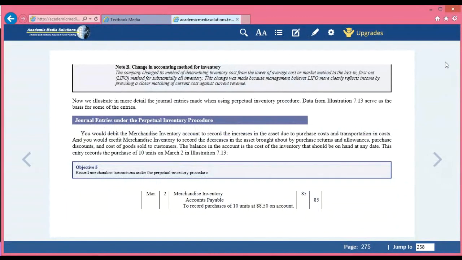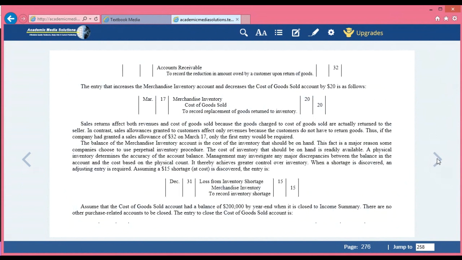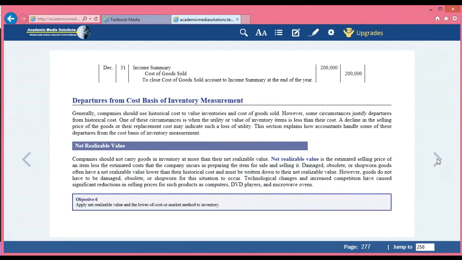Okay, and then here is just an example that they give you of how to journalize the entry under perpetual. We went through those. I went through them in the side-by-side page that they showed, but this is just some more examples that you can actually move through.